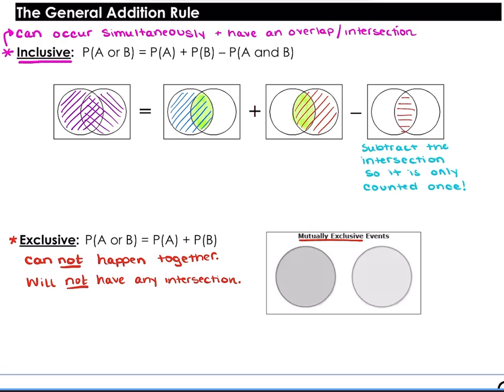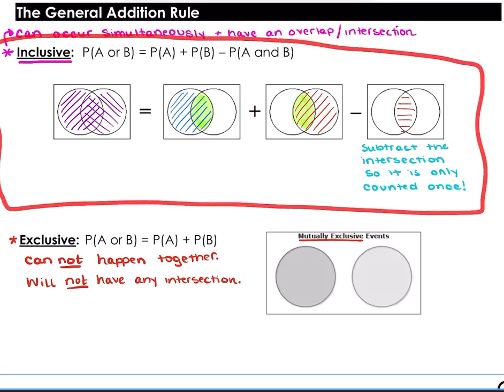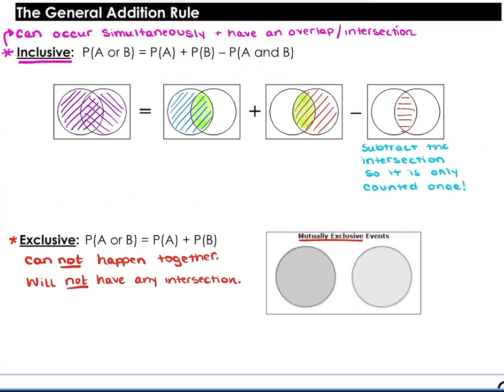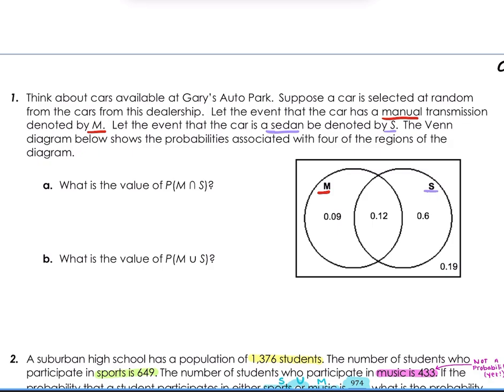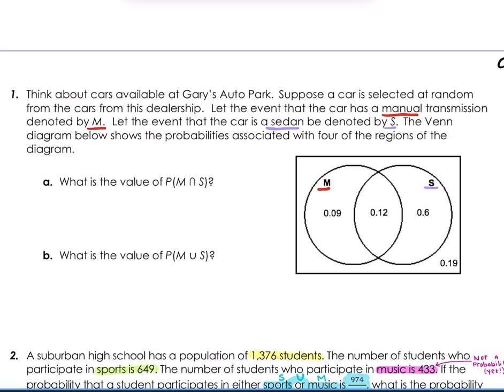So in exclusive events, you would simply add them together because there is no middle intersection to subtract. There's nothing being counted twice. That's not really going to show up too much for us. We really, really need to know this formula: the union equals A plus B minus its intersection. Whatever your two separate events are, we add them together and subtract whatever the overlap is. All right, so let's get into page 9 and look at an example of this.